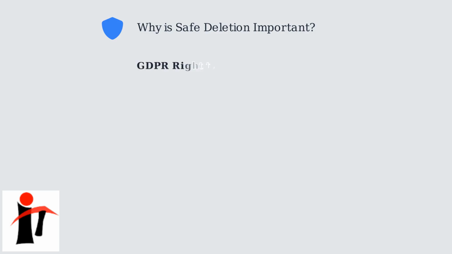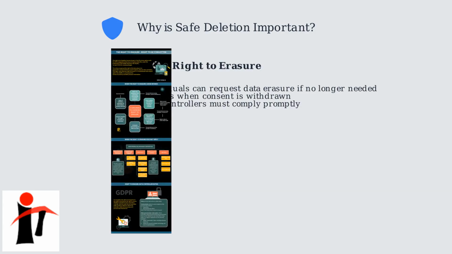Let's get started. Safe deletion of contacts is crucial due to regulations like GDPR, which grants individuals the right to have their personal data erased under specific conditions. The General Data Protection Regulation, or GDPR, gives people the right to erasure, also known as the right to be forgotten. This means if personal data is no longer necessary for its original purpose or if consent is withdrawn, individuals can demand its deletion. Data controllers are required to honor these requests to maintain privacy and trust.